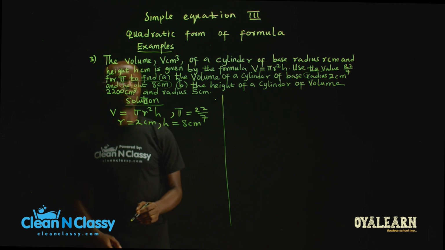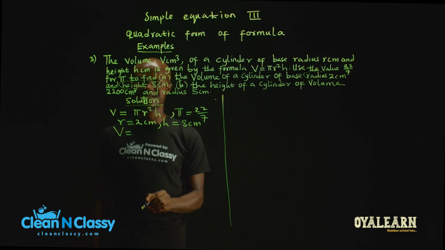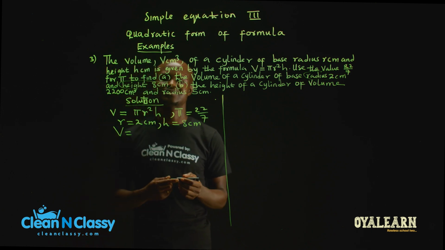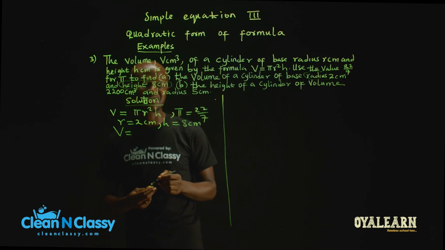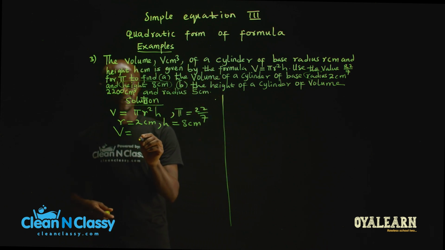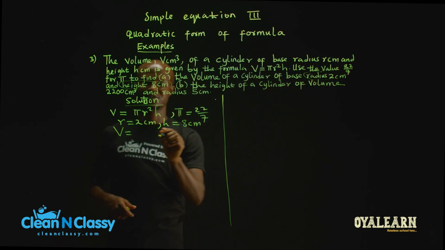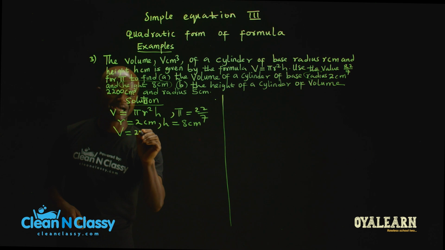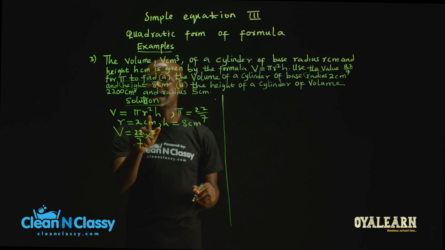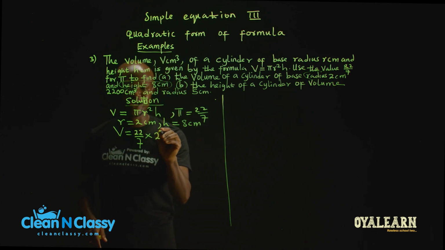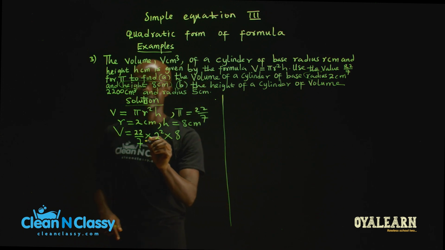Now we want to find the volume, which is V. Anywhere we see R, we substitute R as 2 centimeter. And anywhere we see H, we substitute H as 8 centimeter. And don't forget, pi is 22/7, it was given in the question. So anywhere we see pi, we substitute 22/7, times 2 squared, times 8. We substitute.